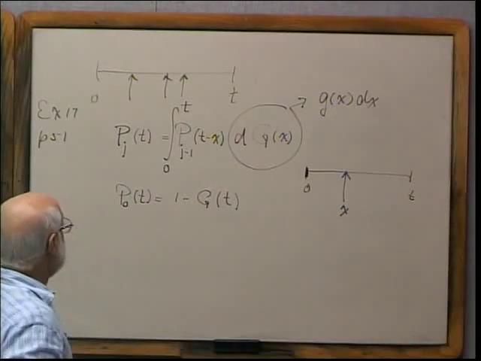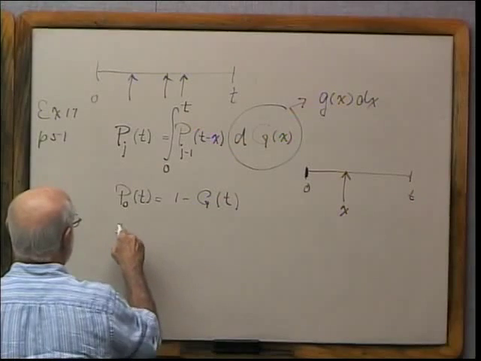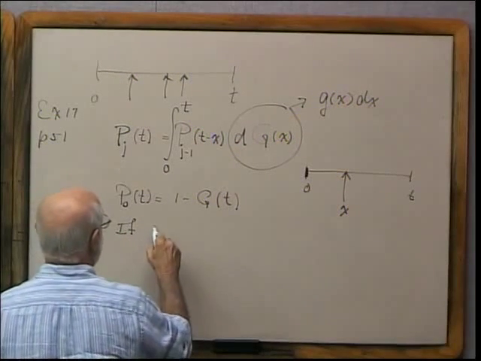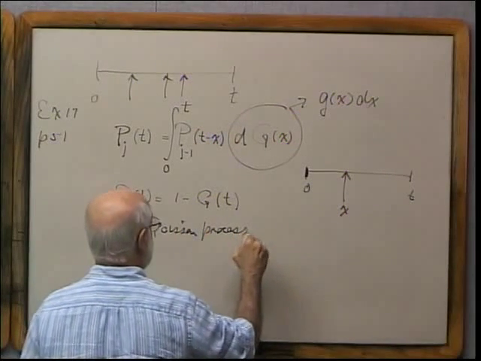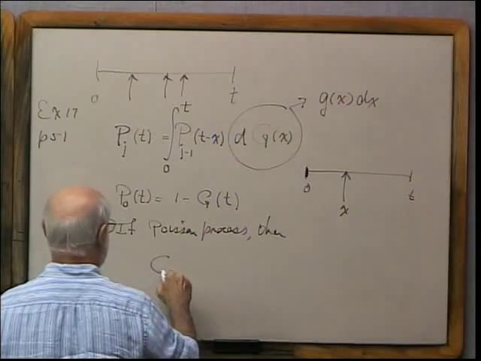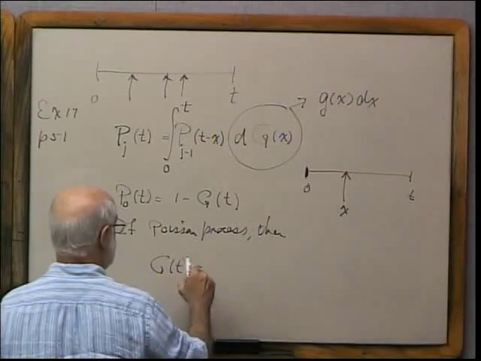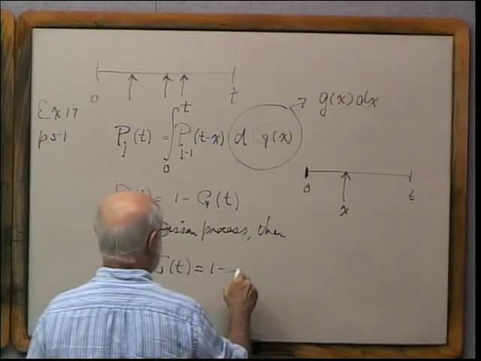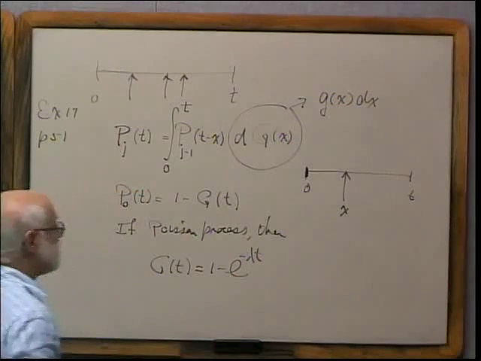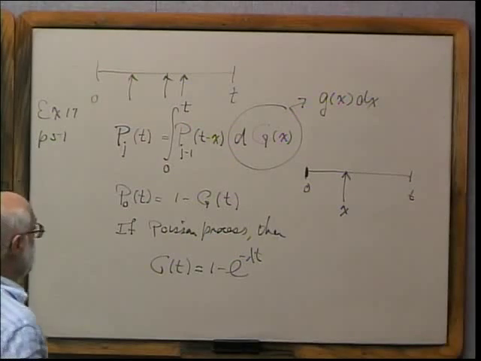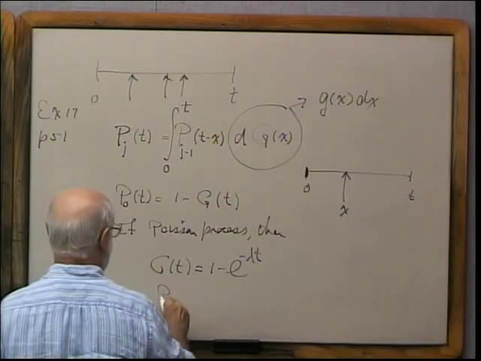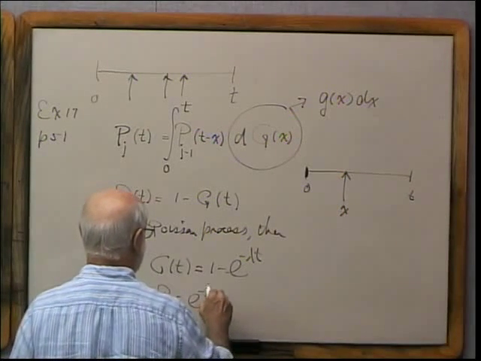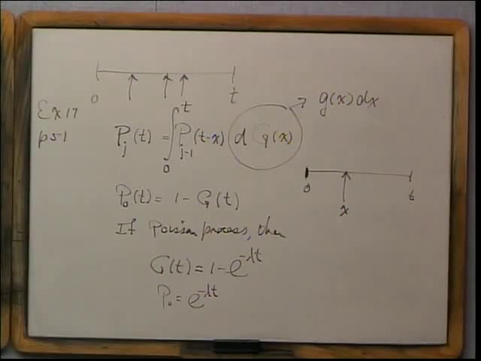Now, in particular, if it's a Poisson process, then that means that g of t is exponential. So g of t would be equal to 1 minus e to the minus lambda t. Or in other words, p0 would be equal to 1 minus that, or p0 would be equal to e to the minus lambda t. Okay, so now I just turn the crank. So let me go back over here.